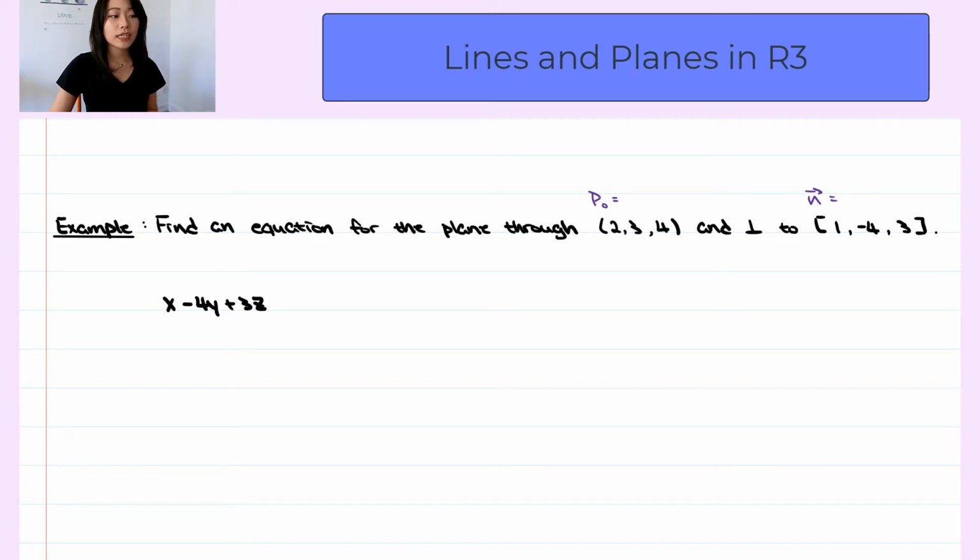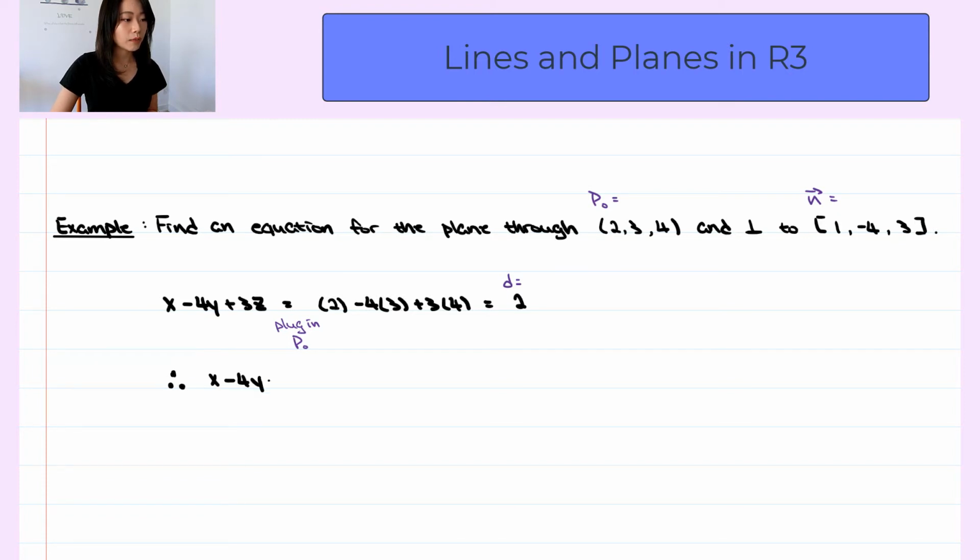Then to find the constant d on the right hand side, we are going to plug in P0 into this equation. Then we get 2 minus 4 times y, which is 3, plus 3 times z, which is 4. That is 2 minus 12 plus 12, and that equals 2. So here's the constant d. So the equation of the plane is x minus 4y plus 3z equals 2.